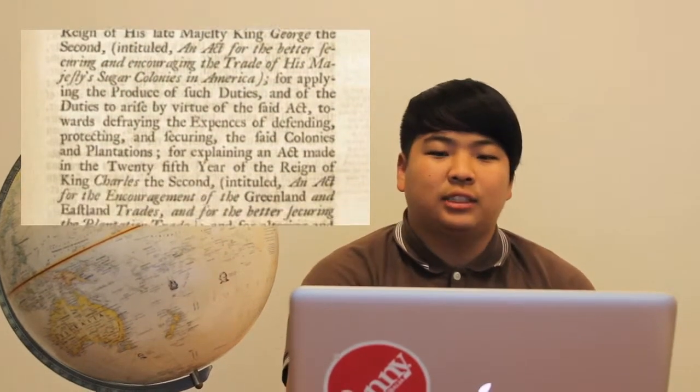The first oppressive tax, the Sugar Act of 1764, extended the Molasses Act by changing the tax on imports from the Caribbean from 6 cents per gallon to all the way up to 3 cents per gallon.